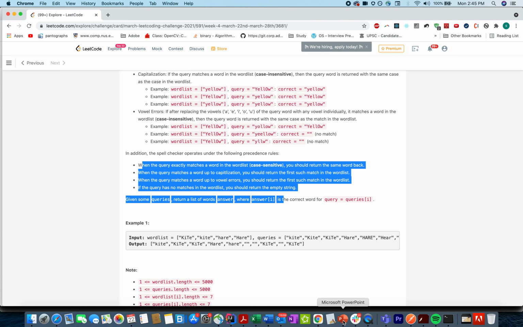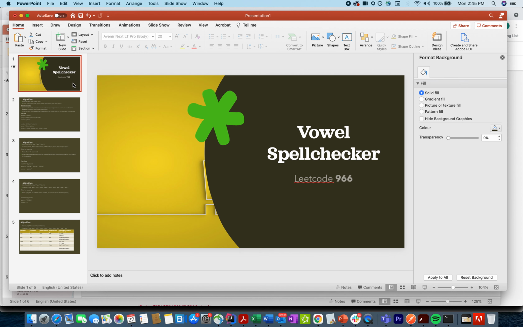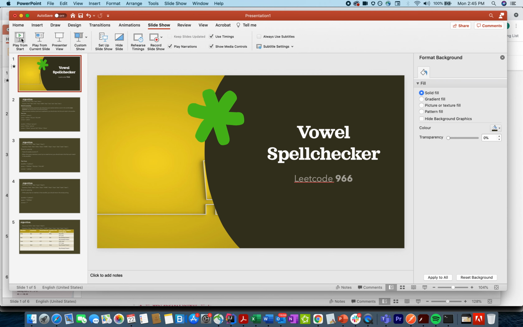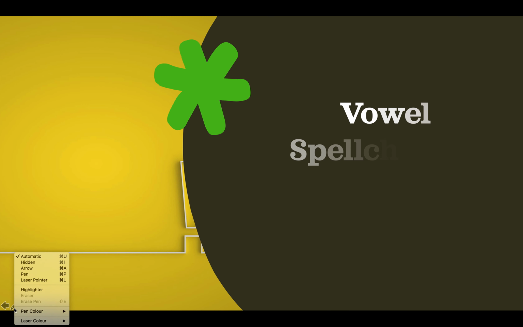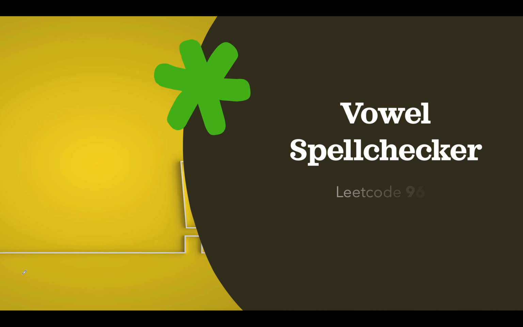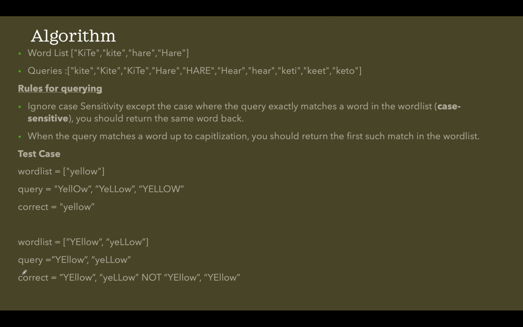There we'll have an elaborate explanation of the question. So let me just start the slideshow, and let me just take a pen. Leetcode 966. So as stated in the question, we have a list of words and we have a list of queries. We need to check which query maps to which word in the given list. And let's talk about the interesting part. What rules are specified in the question?